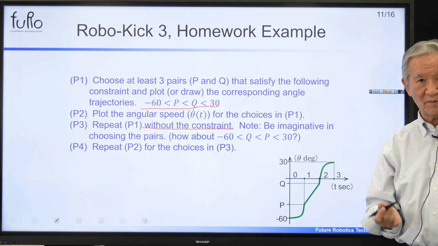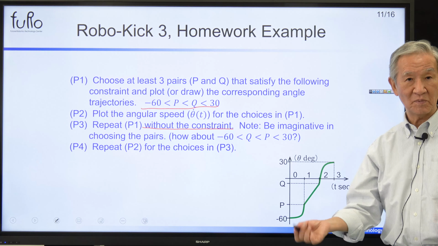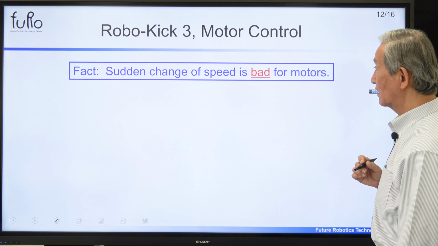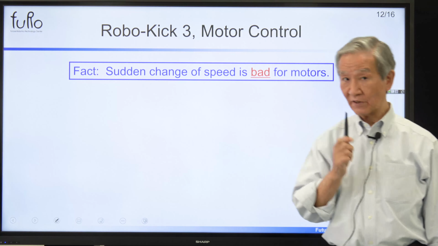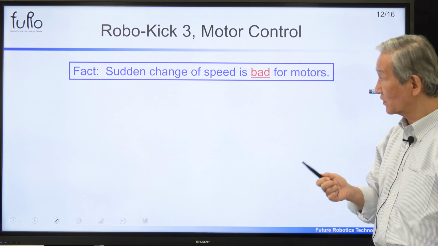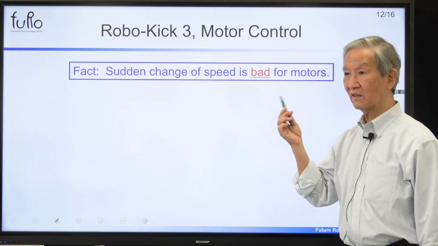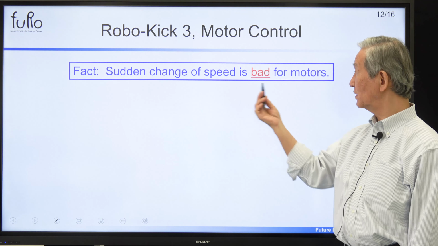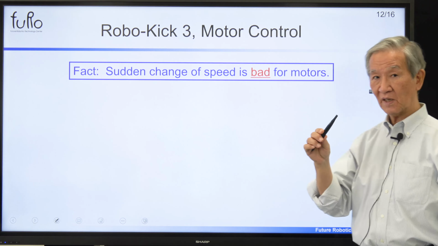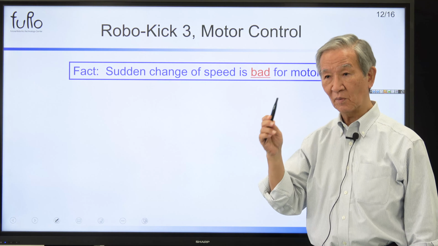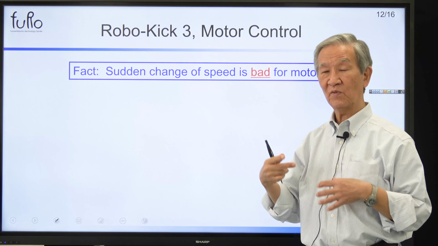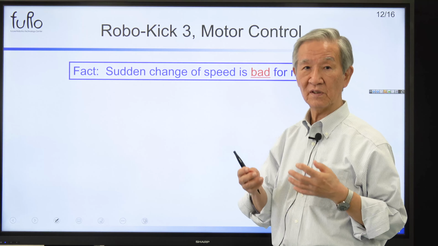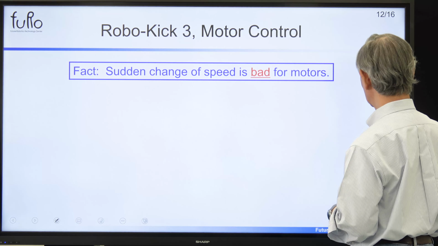The homework set is available in a different place. The one thing you're dealing with is an actual robot or actual motor. This is a very, very important fact that sudden change in the speed is bad for motors. If you try to change the speed all of a sudden, the motor has to generate a lot of force, meaning that the motor will heat up. And heat is really bad for the motors. So you don't want to do that.